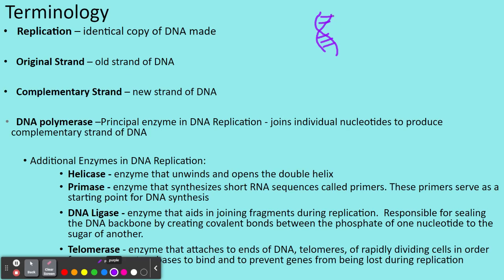So if we take a look here, if we have our double helix, during replication, we have to take this double helix and basically split it apart so that each side has the original strand, which would be in purple. And then we have to make the complementary strand, which is in green here. So the original strand is in the purple, which came from the literal original strand, and the green is our complementary strand or the daughter strand.